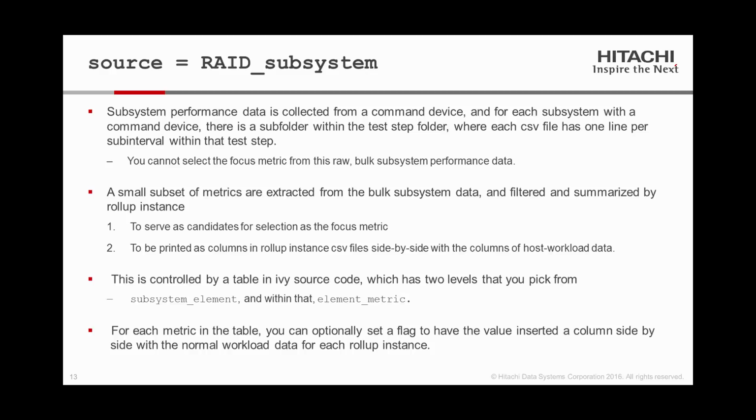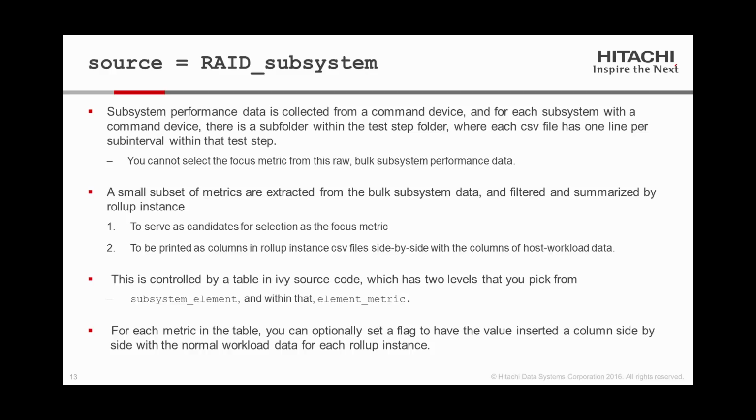Then you can also pick source equal RAID subsystem. Subsystem performance data is collected from a command device, and for each subsystem with a command device, there's a subfolder within the test step folder where each CSV file has one line per subinterval within that test step. That's the raw bulk RMLab API data that's collected for every subinterval. So for every existing LDEV machine, whether or not it's participating in the test, you get all of the LDEV metrics once per subinterval. But there's no connection between this and particular roll-up instances.